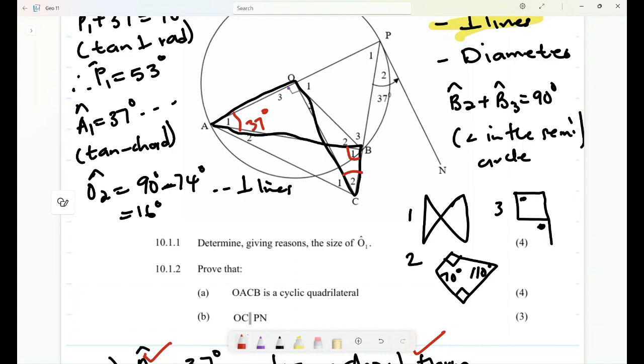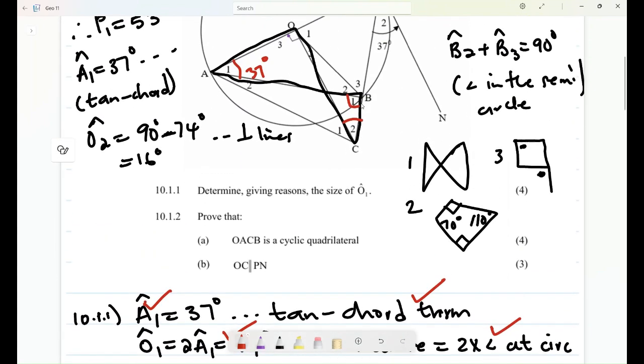Geometry sometimes can be so nice. I'm not saying it is easy, I'm saying it can be nice.